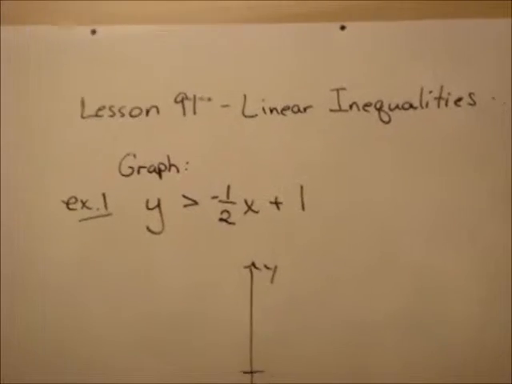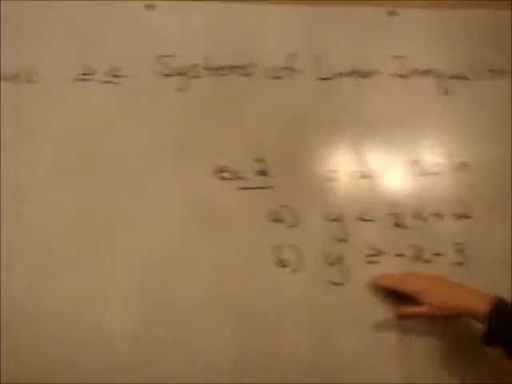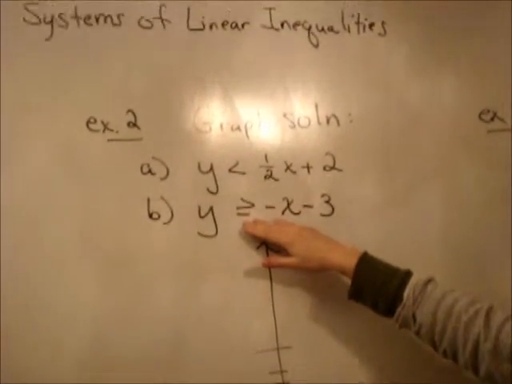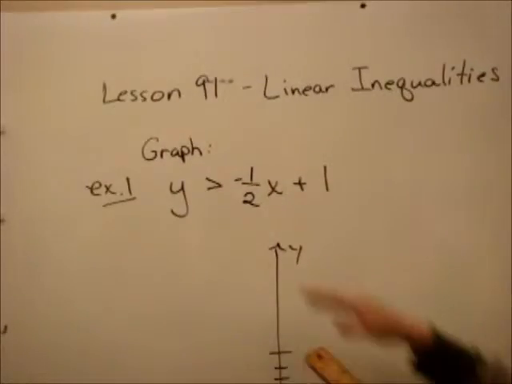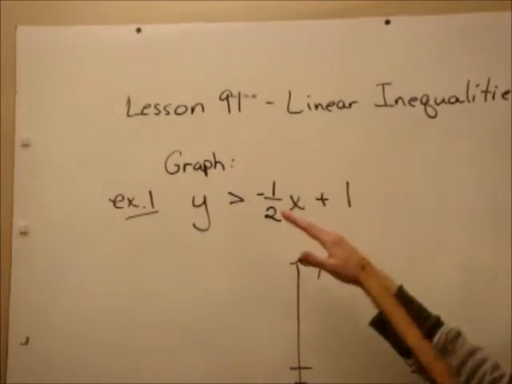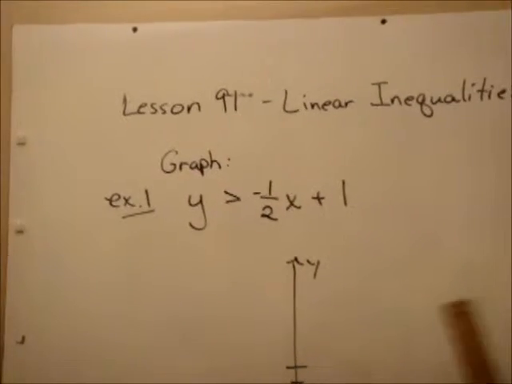Over here, there's one where it's "and equal to." Here we'll fill in the line. It's kind of like when you put a circle on the number line, you don't fill it in. This is the same thing, but we can't make circles, so we just put dotted lines. So we're going to graph this.